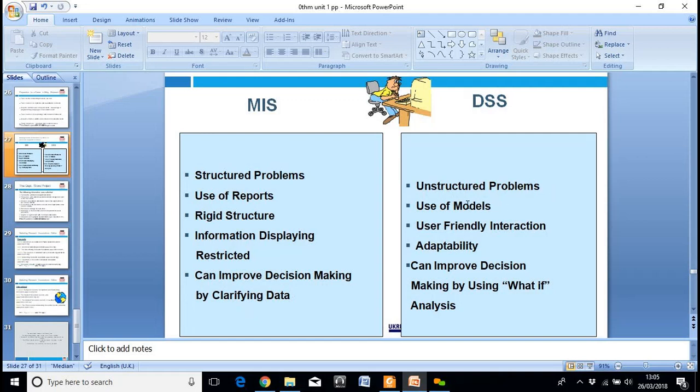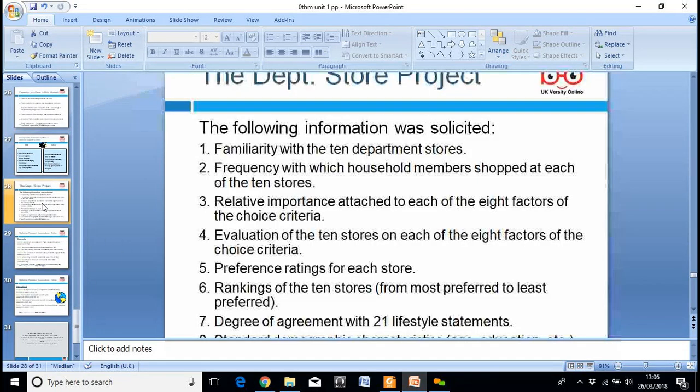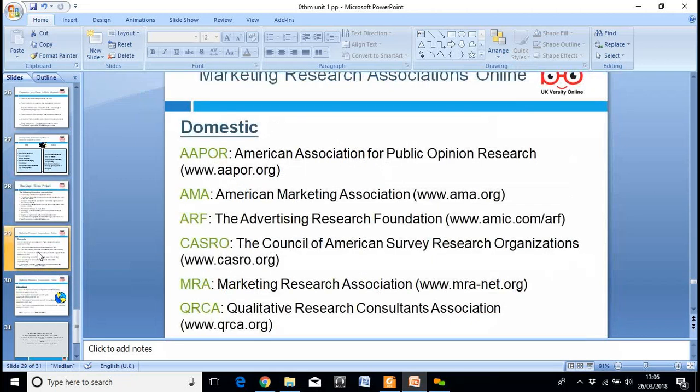Unstructured problems, you can use models, user-friendly interaction. Any of that, or adaptability, can improve decision making using a what-if analysis. That's part of developing your question. If there's an issue, we can look at it, but then at the end it said you may have to modify things if you come up with a solution. There might be a what-if analysis at the end of it. We're not doing that as a project.